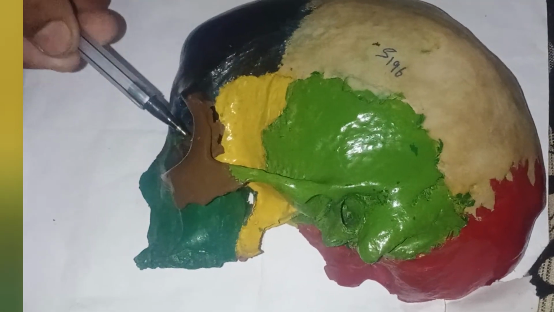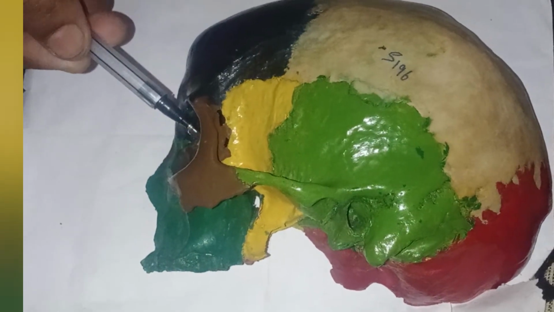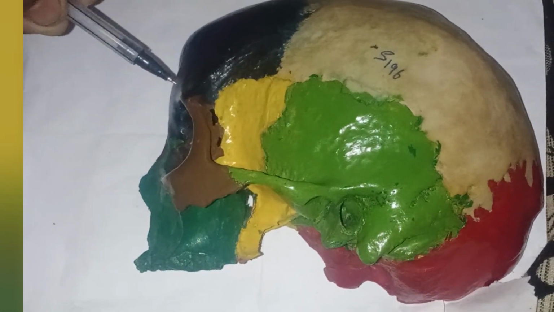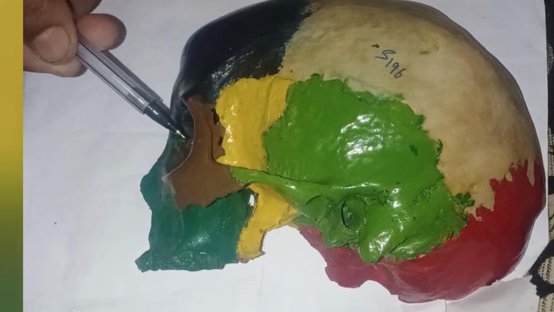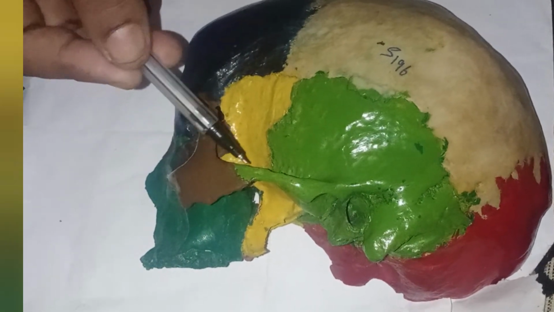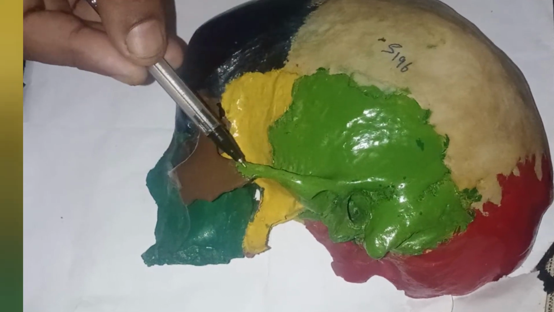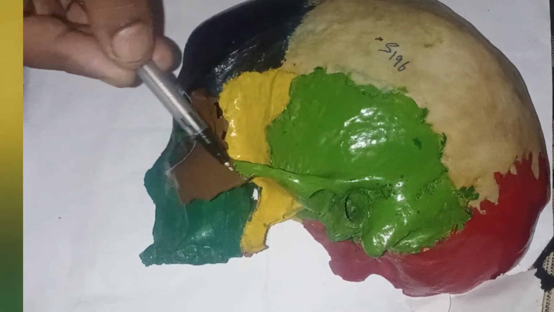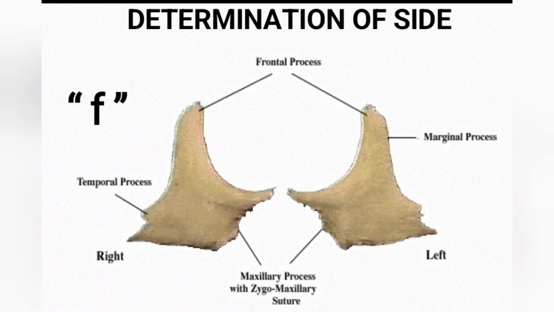Zygomatic bone has two processes. The frontal process, which articulates with the zygomatic process of the frontal bone, completing the orbital margin. And another one is the temporal process, which articulates with the zygomatic process of the temporal bone, completing the zygomatic arch. Determination of side can be done by two points.